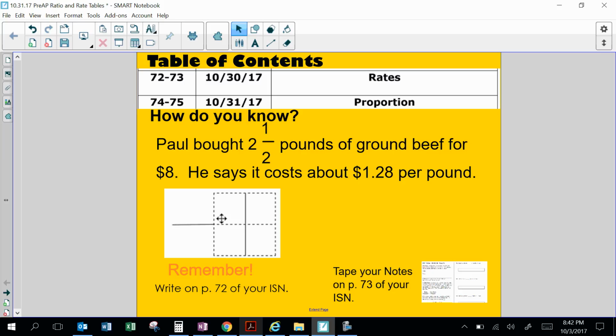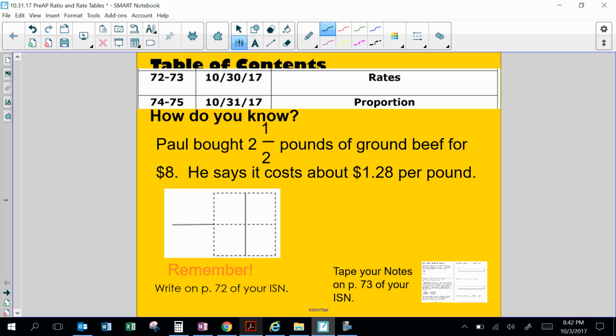Well, let's look at this chart. This is about the cost and the number of pounds. So it costs $8 for 2.5 pounds of ground beef. He says it costs $1.28 for each pound. Is he correct? So how do you turn 2.5 pounds to 1 pound?